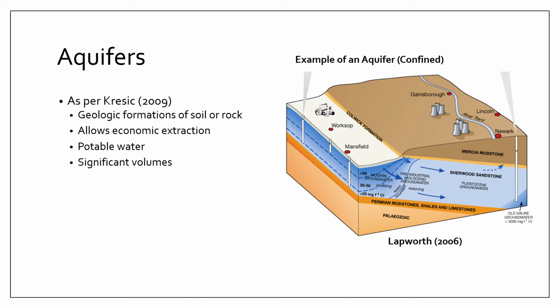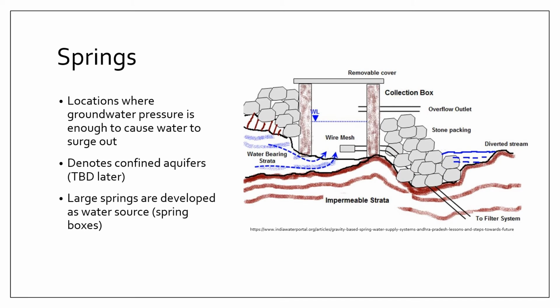In this case, the aquifer is a sandstone, the Sherwood sandstone, and it is overlain by a mudstone, and its underlying bedrock is Permian mudstones. Okay. Note that the aquifer has an overlying mudstone which is relatively impervious, or of relatively low permeability. Okay, and we can further define this aquifer as a confined aquifer because it has a confining layer on top. Okay, now springs are locations where the groundwater pressure is enough to cause water to surge out. Okay, and typically you have springs when you have confined aquifers.